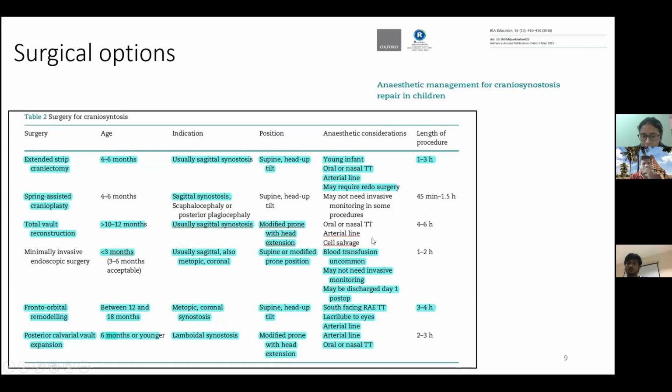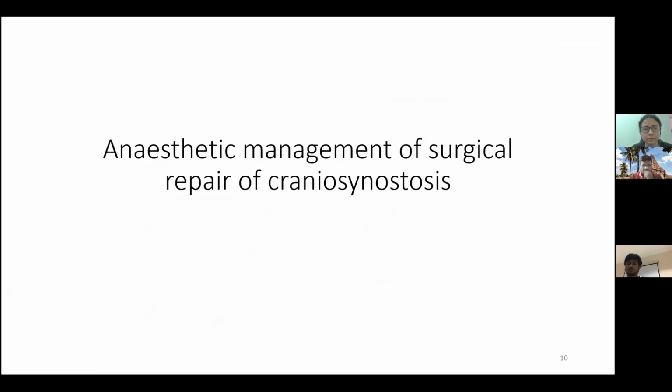There can be major blood loss, and so blood conservation strategies have to be planned ahead. Minimally invasive endoscopic surgeries take less time. Frontoorbital remodeling and posterior calvarial vault expansion are both time-consuming surgeries, and invasive vascular access is not only desirable but also considered mandatory in most of these cases.